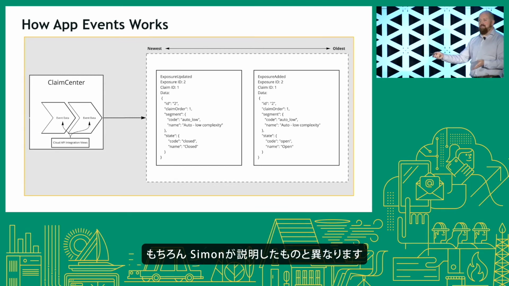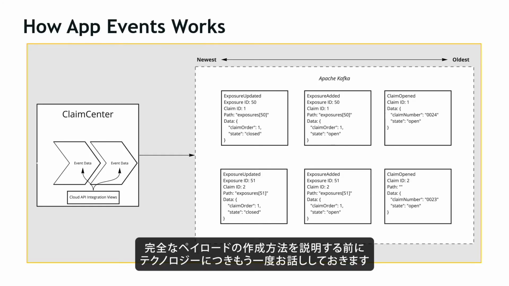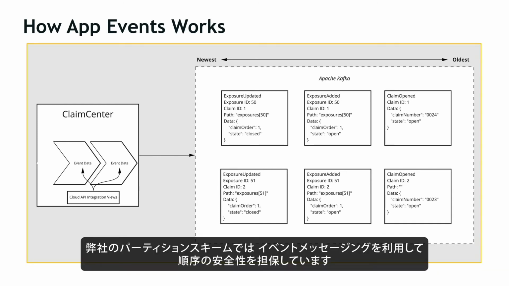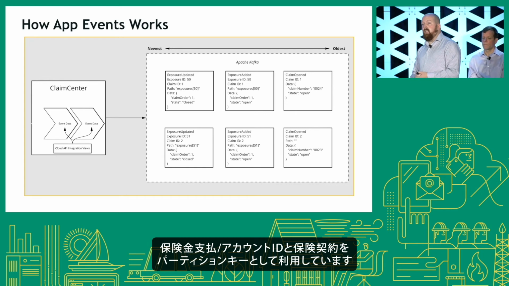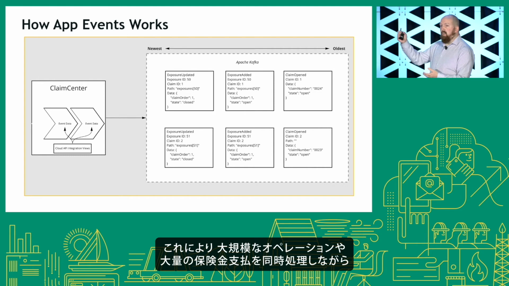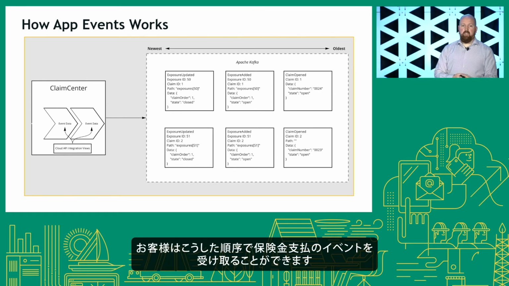Of course, this is not what we saw Simon showing. This is not what the downstream consumers show. Before I dive into how we end up with the full payload, I want to point out technology again. Apache Kafka is what we're using. Our partitioning scheme maintains safe ordering guaranteed by event messaging. So we use claim ID or account ID and policy for our partition keys. This ensures that while we can operate at scale and process many claims at the same time, we will process a particular claim's set of events strictly in order, and you will receive them strictly in order as well.